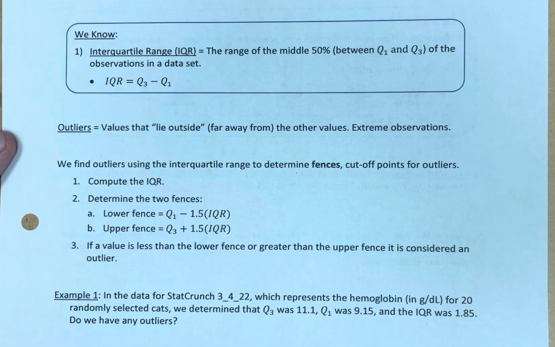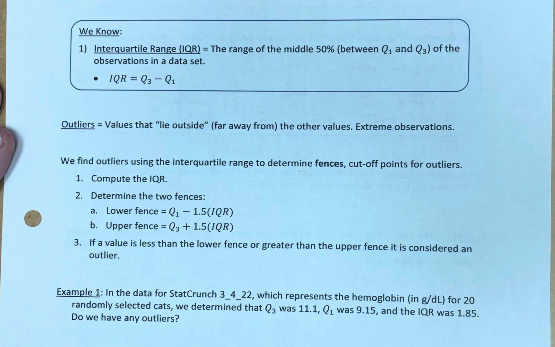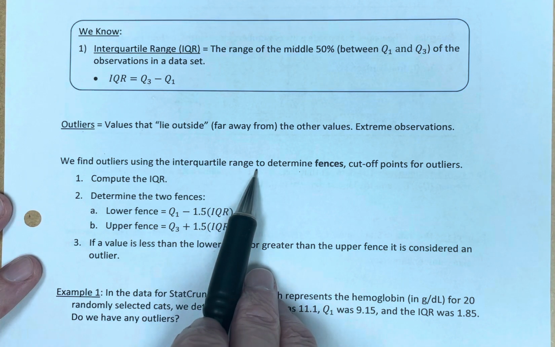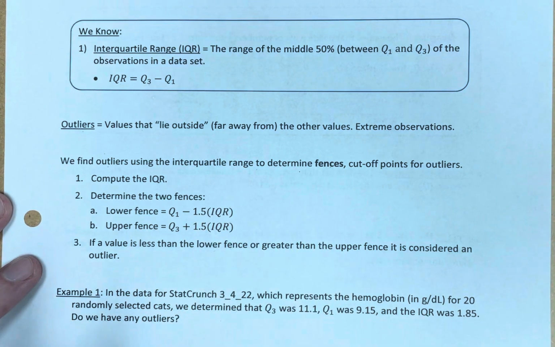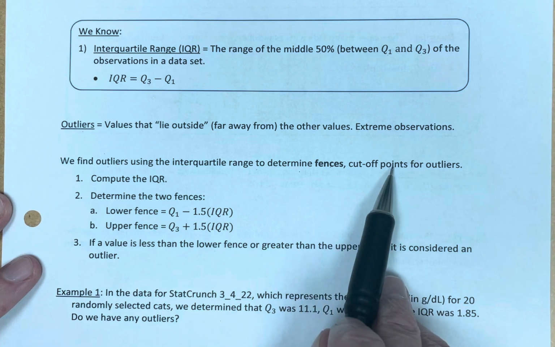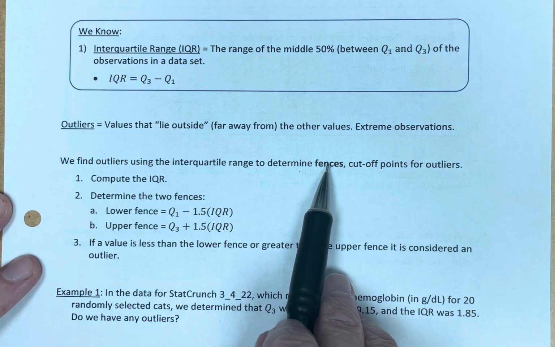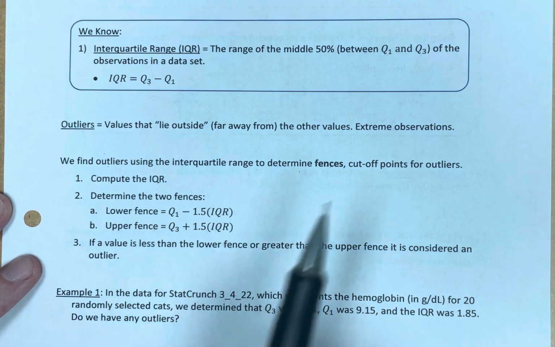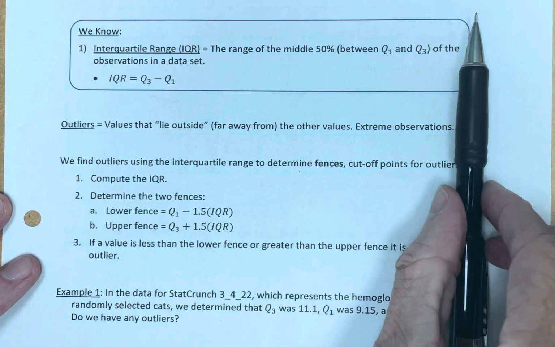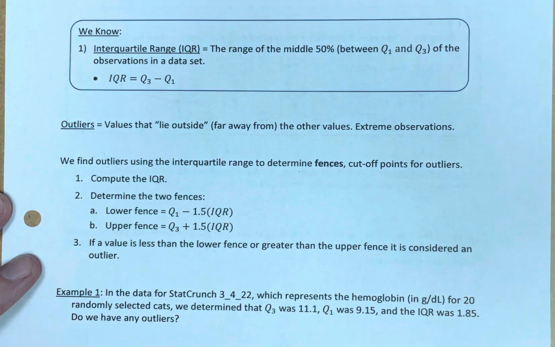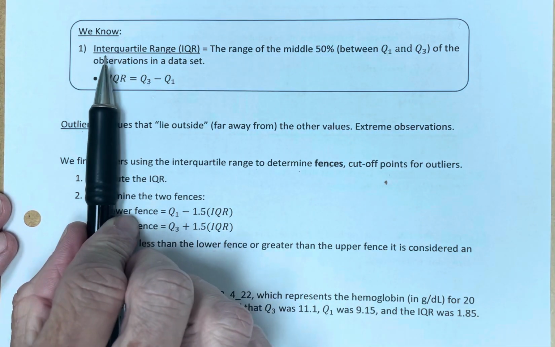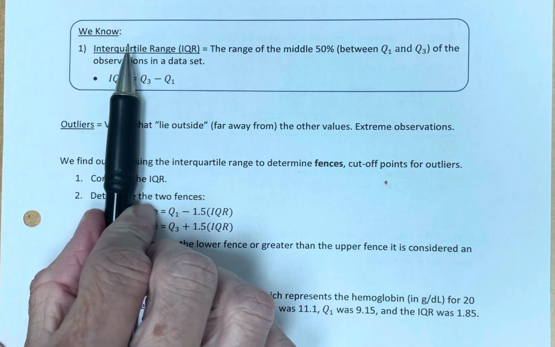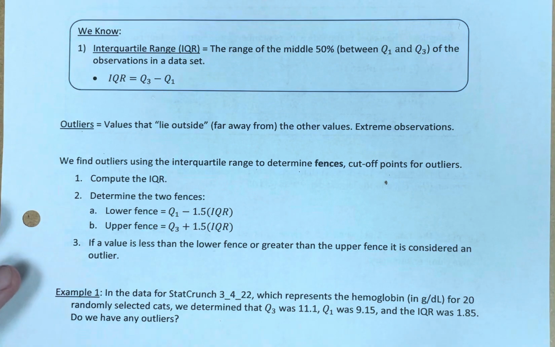How do we find them? Mathematically, how do we find these outliers? We find them using the interquartile range to determine fences. Those are the cutoff points for outliers. We determine a fence, and if you're beyond the fence, you're an outlier. There'll be a fence for the high numbers, and if you're beyond that fence, you're an outlier. There'll be a fence for the low data values, and if you're to the left of that fence, beyond that fence, you're also an outlier.